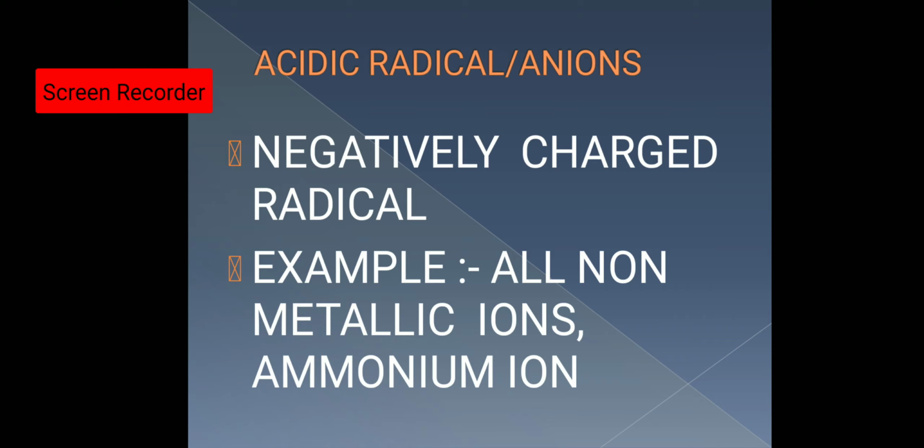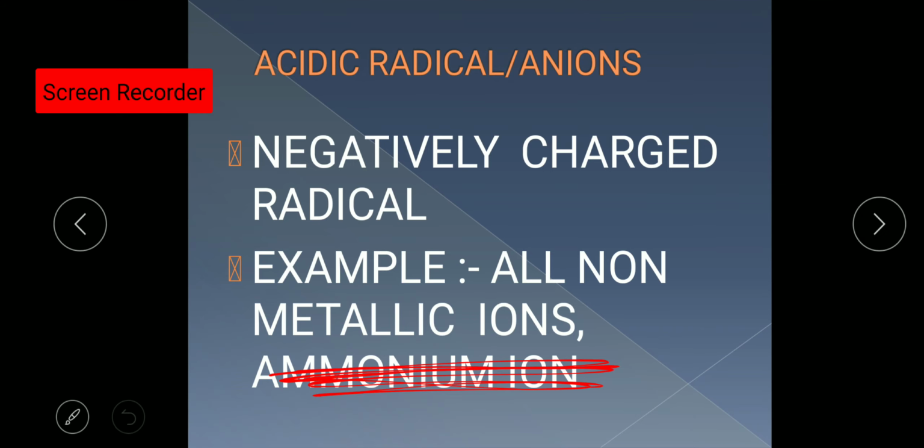Then another type of radical is the acidic radical. Acidic radical is also known as anion. These acidic radicals will have a negative charge over them. So a negatively charged radical is known as acidic radical, and examples of acidic radicals are all non-metallic ions, and not the ammonium ion. Please cut that, by mistake it has been written over there. The ammonium ion is not an acidic radical, we have seen it is a basic radical. Okay.